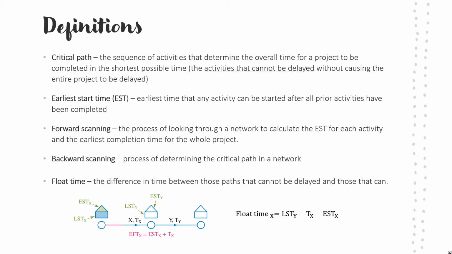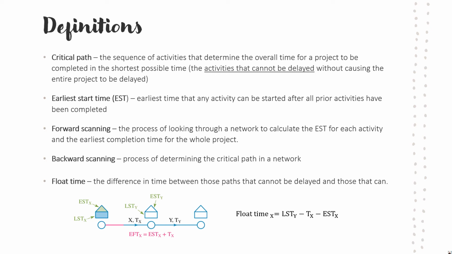And the lucky last definition here is the float time. It's the difference in time between those paths that cannot be delayed and those that can. So essentially, it's how much time something could be delayed without delaying the entire project. And we have a little bit of a visual and a formula there. There is a bit going on in that picture and in the formula, but the important thing to understand in this diagram is the positioning of the numbers that we need. So have a look at the formula there.